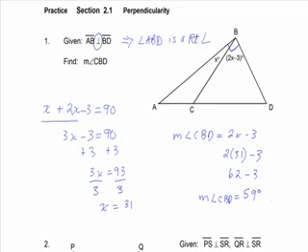Yes, Griff? Can't we just do 90 minus 31? We could, because this angle was equal to 31, because x was equal to 31. You could go 90 minus 31, and that would still give you 59.